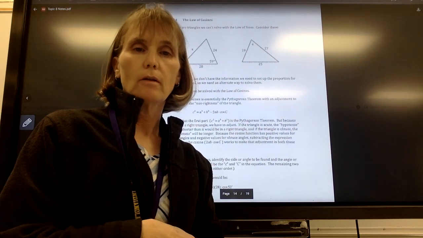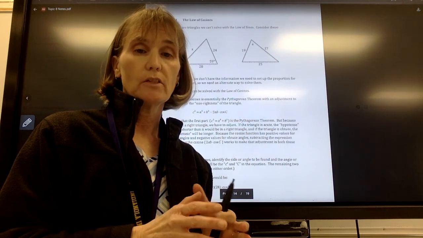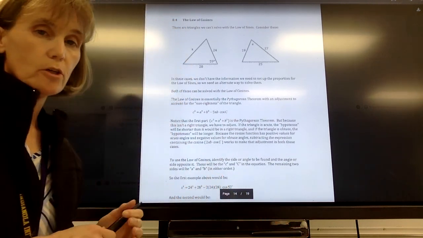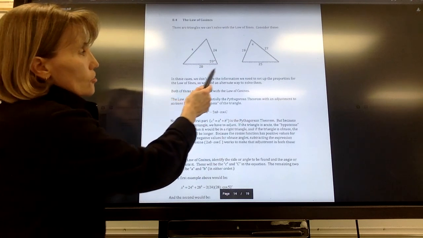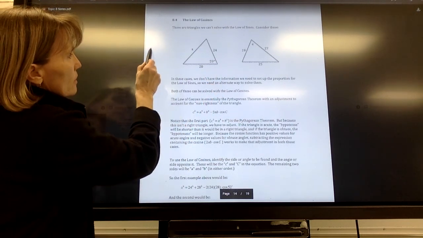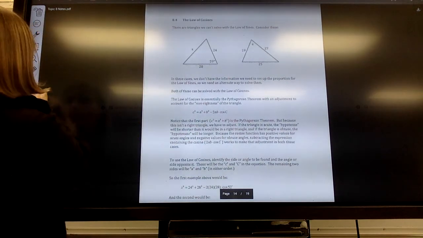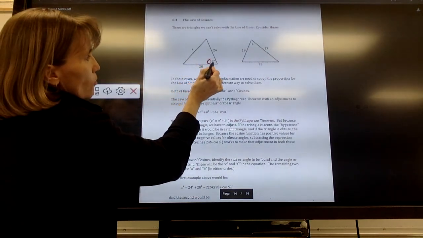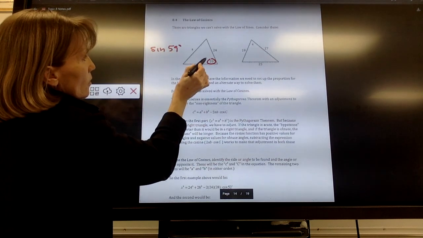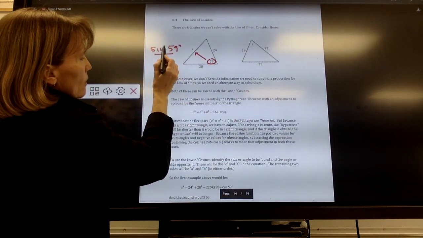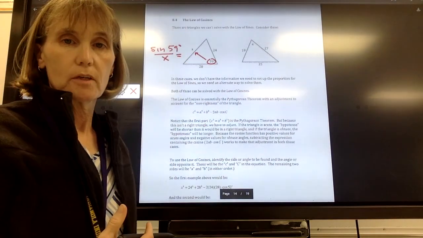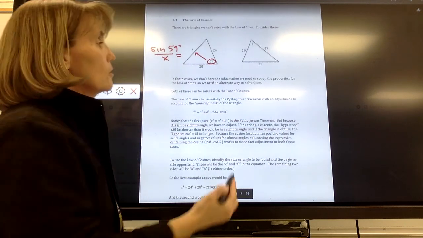Okay, now we've talked about the law of sines, and we only use the law of sines when we have a non-right triangle. There are situations such as these two triangles. If I were to try to use the law of sines, I would have to set up, here's my angle measure, the sine of 59 degrees over x equals. Now, the problem with this is I don't have a second angle measure.